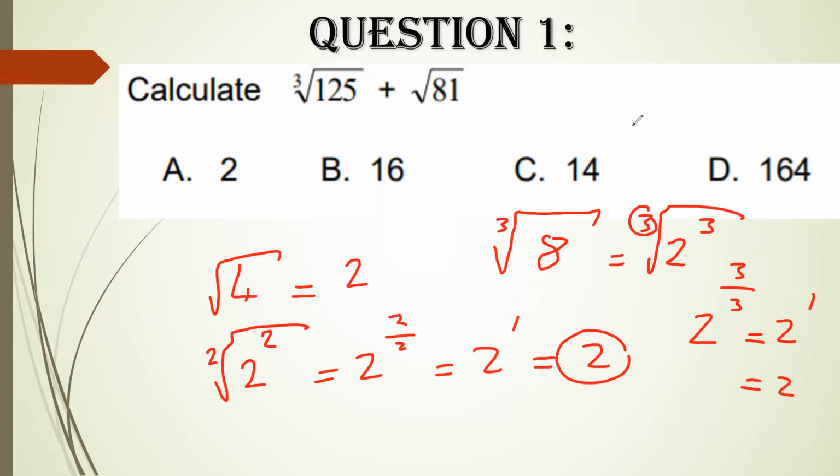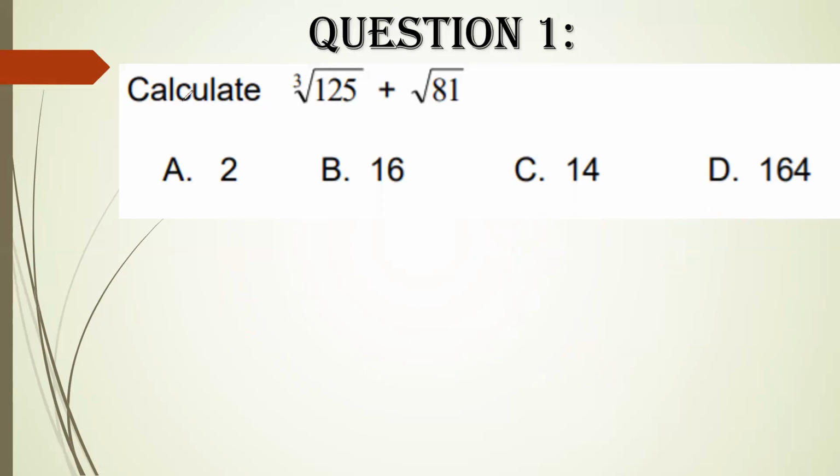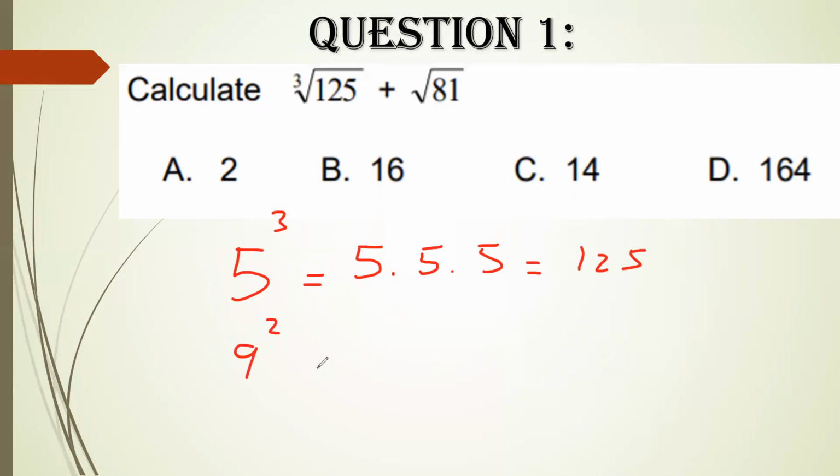Let's see how we can answer. So 125, how can we write it with power? If you write with 5, it's going to be okay because 5 power of 3 equals 125. We know that because 5 times 5 times 5 makes 125. And for 81, how can we write? 9 power of 2. You see 9 times 9 makes 81.